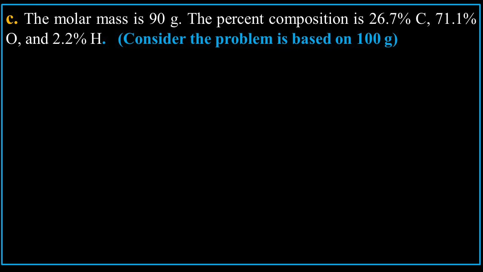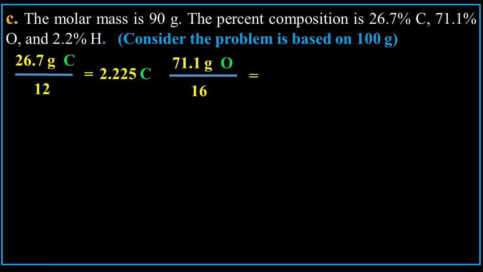Excuse me, the molar mass is 90 grams. The percent composition is 26.7% carbon, 71.1% oxygen, and 2.2% hydrogen. So I change the carbon to moles, I get 2.225 moles of carbon. Oxygen to moles, I get 4.444, and hydrogen, I get 2.2 moles of hydrogen.